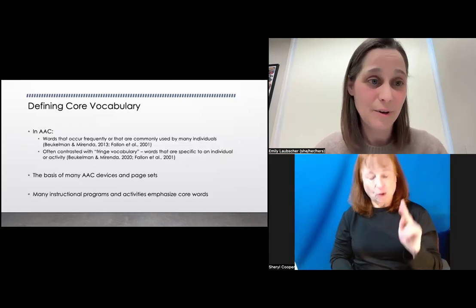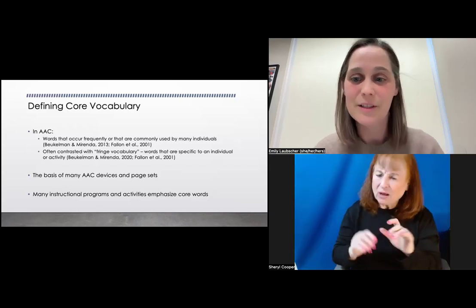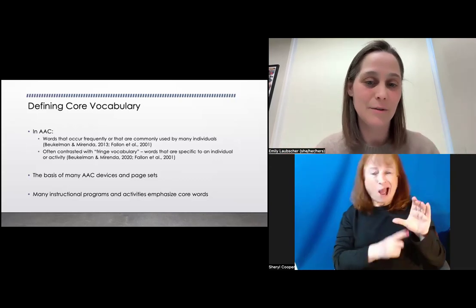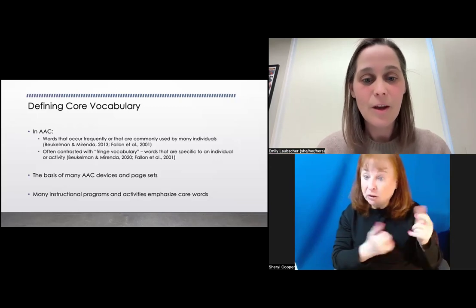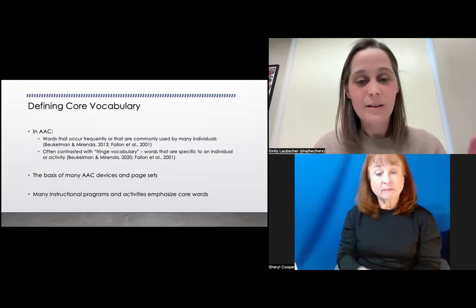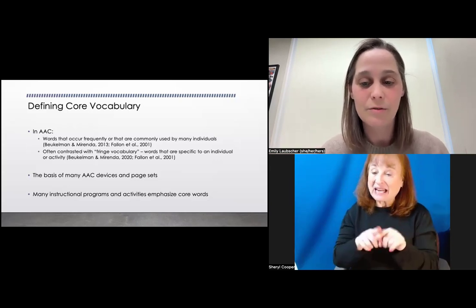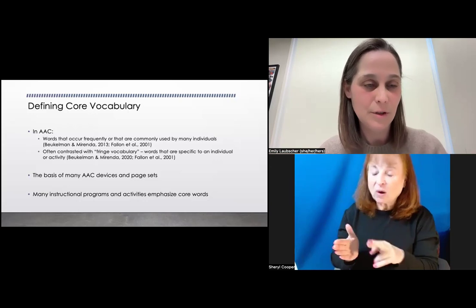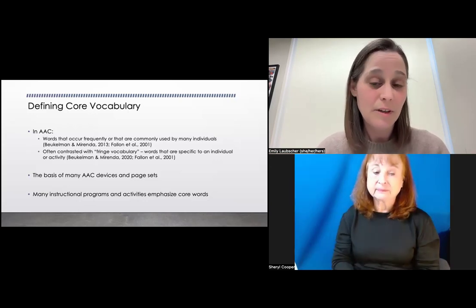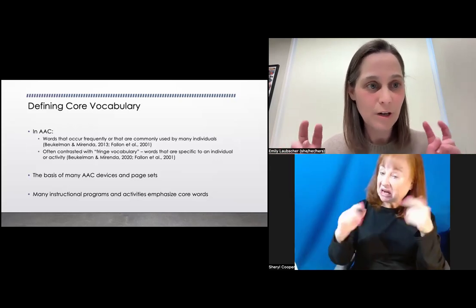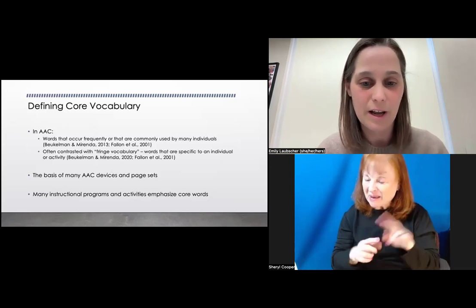Okay, so there are lots of ways to think about what makes a word important. There's no single definitive list of core words, and core depends on how you define it. So what about in the AAC literature? Broadly speaking, in AAC, core vocabulary is defined as words that occur frequently or that are commonly used by many individuals. These are often contrasted with fringe words or fringe vocabulary, which are specific to an individual or an activity.